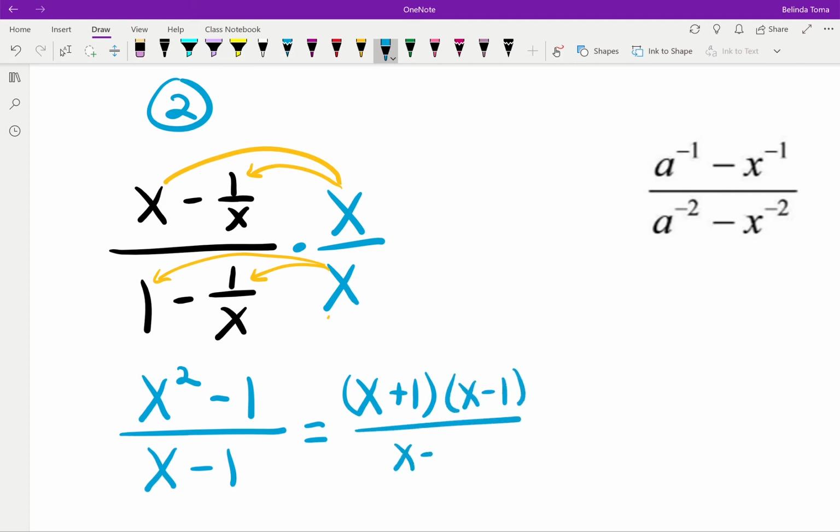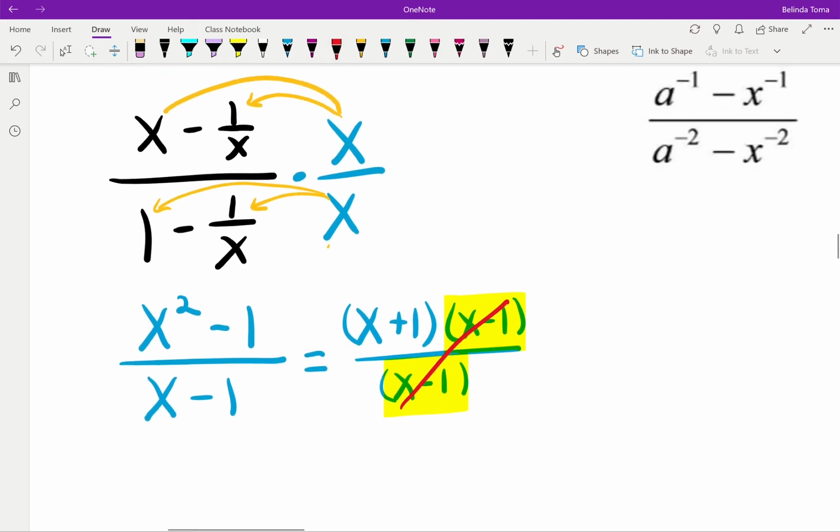The denominator is already in factored form, and I can see that I have a common factor. We're, of course, going to end with the same answer. If we don't, then that means we made a mistake in one of the problems. Our answer for both of those would be x plus 1.